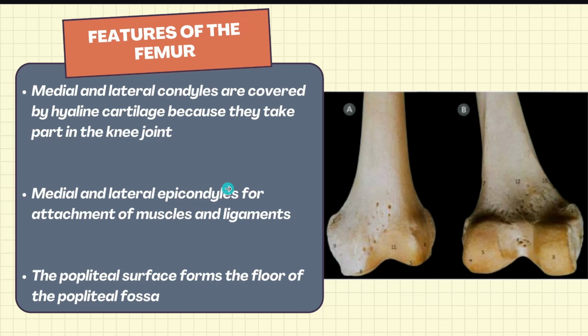And the medial and lateral epicondyles are for the attachment of muscles and ligaments. And the popliteal surface forms the floor of the popliteal fossa. The popliteal fossa is where there's going to be the switch from the femoral artery to the popliteal artery.